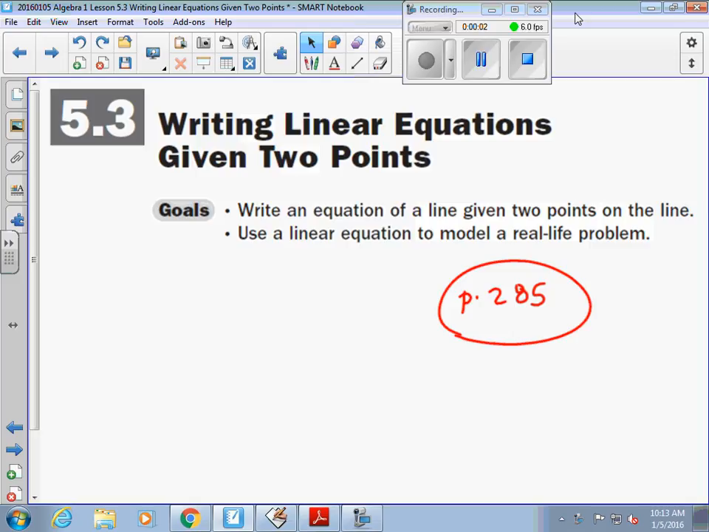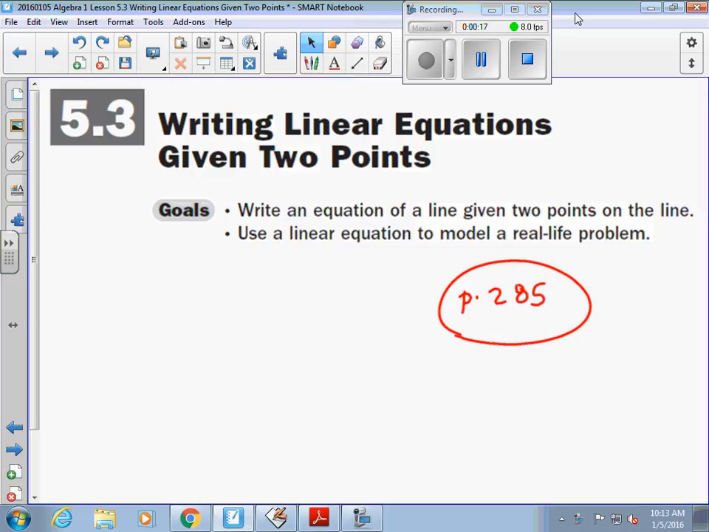It's Algebra 1, Lesson 5.3. We are writing linear equations given 2 points. Again, we started off with slope-intercept form by being given a slope and an intercept. The last lesson, we took the y-intercept away and we found what b was. Then we wrote the equation.